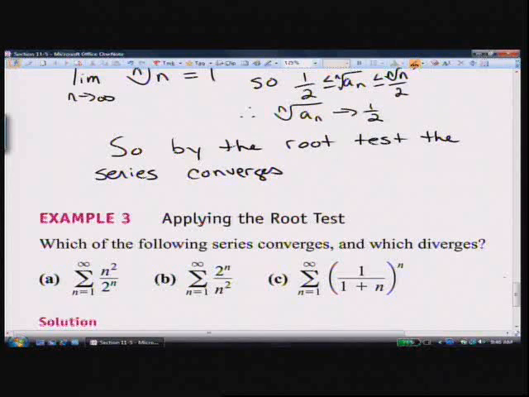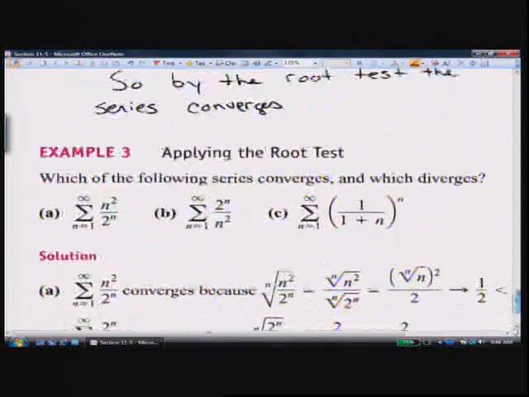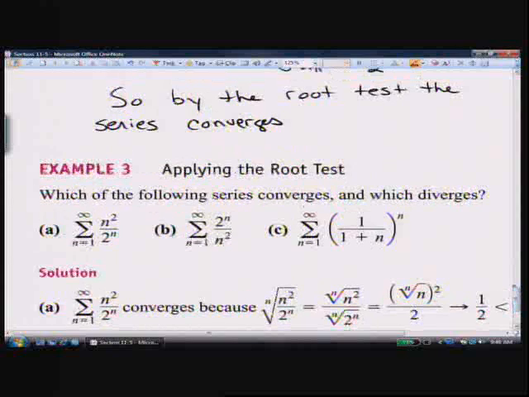I don't feel very good about, I guess I could do the ratio test, but I'm not sure how that would help. But the root test feels good because I've got that 2 to the n. So let's see what happens. I mean, the root test feels pretty good because I've got that 2 to the n. So if I do the nth root of n squared over 2 to the n, I get the nth root of n squared and the nth root of 2 to the n, which of course is just 2.